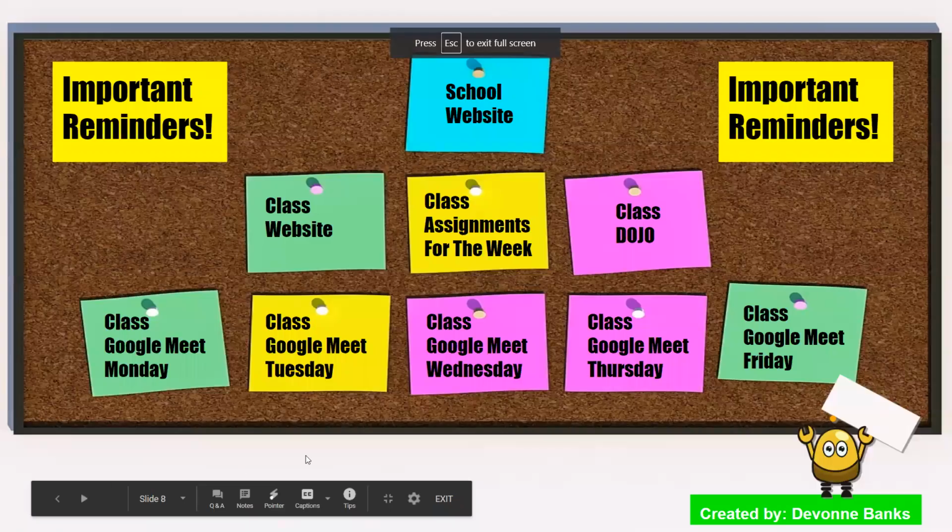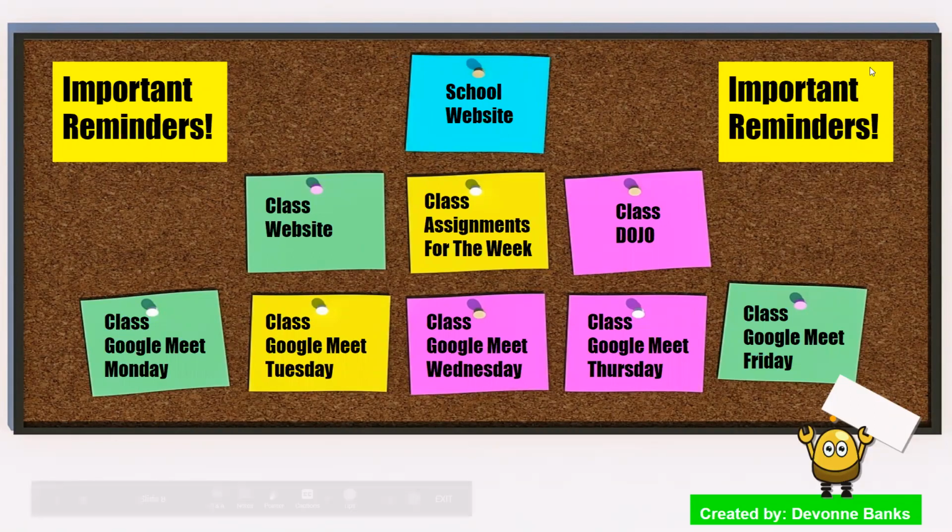And then this is my bulletin board, like in the hallway or in the teacher's lounge. And it just says important reminders. And then I have the school website. So if you click that, it takes them to the school website, the class website, class assignments for the week. Class Dojo is how we communicate to the parents. And then I just set up Google Meets 1, 2, 3, 4, 5. We use Google Meets, not Zoom.